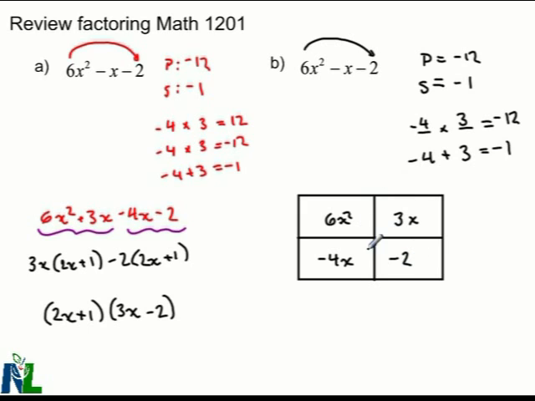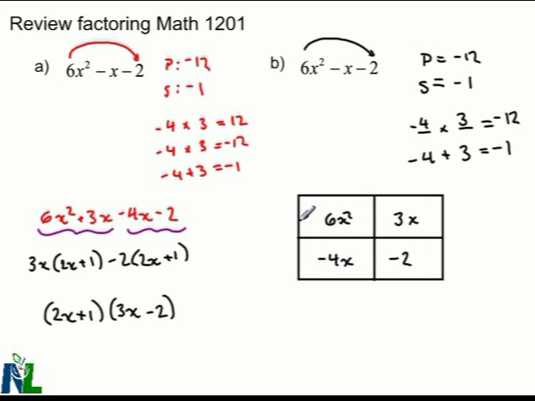Now the goal of using the box or window method is that we will now be removing a GCF from each row and each column. So we'll be looking at these two terms vertically as well as these two, and then we'll be looking horizontally at each pair as well.